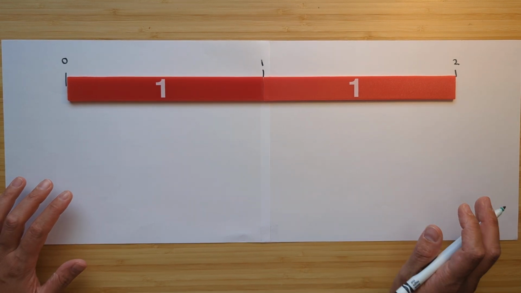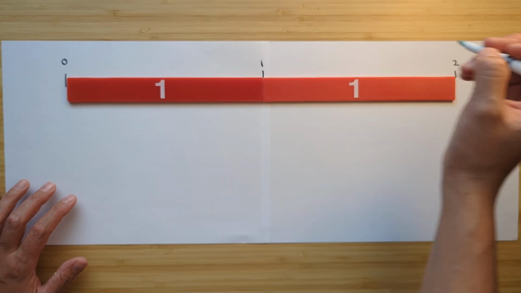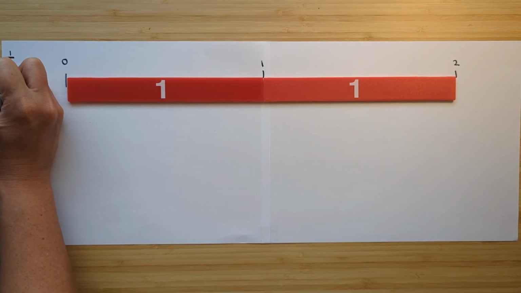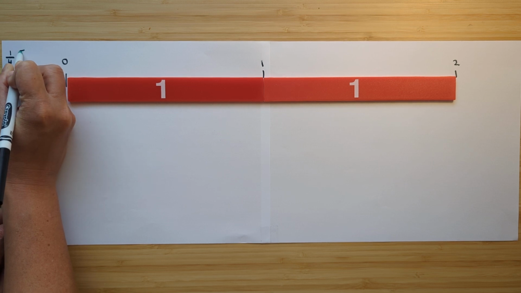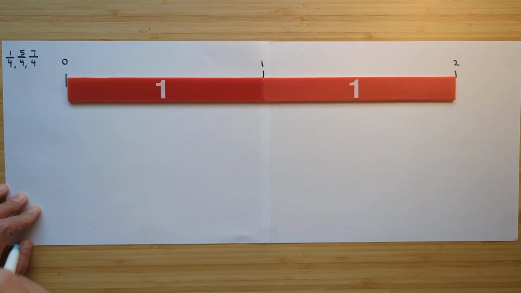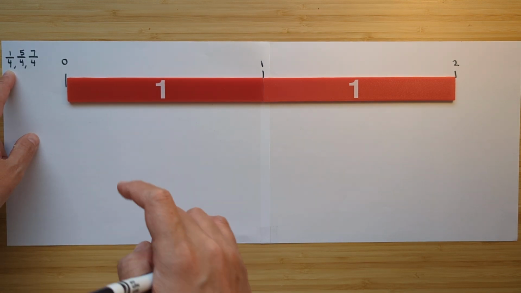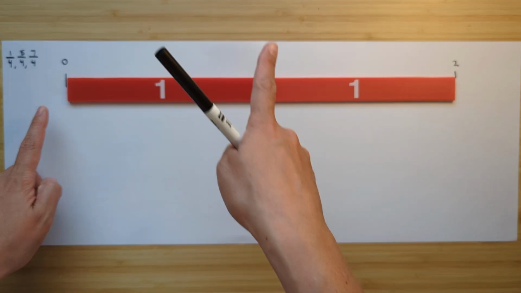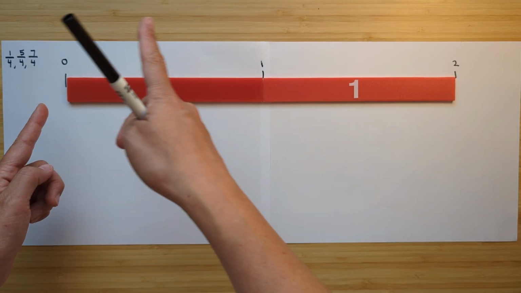Let's do, I'll write them off to the side here. Let's say I have to plot 1/4, 5/4, and 7/4. So the same denominator. Whenever you're plotting fractions on a number line, you always have to look at the denominator, and that tells you how many parts are in one whole, not the entire number line, but one whole.